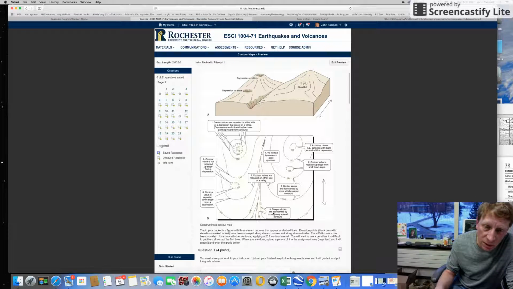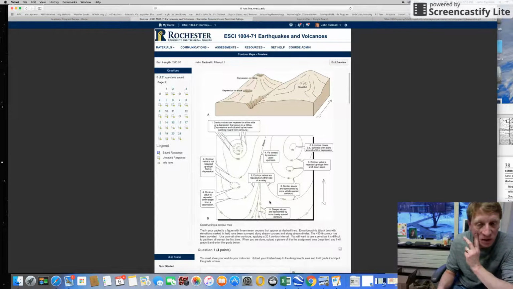So contour interval is the vertical difference between contour lines. You'll see horizontally, though, their spacing can vary quite a bit. So a couple of other things about contour lines. One of them is they never touch, they never cross, they never branch out or anything like that. And that's because each point on the Earth's surface can only be at one elevation. So we don't have a point that's at two elevations, so they don't cross or touch each other.